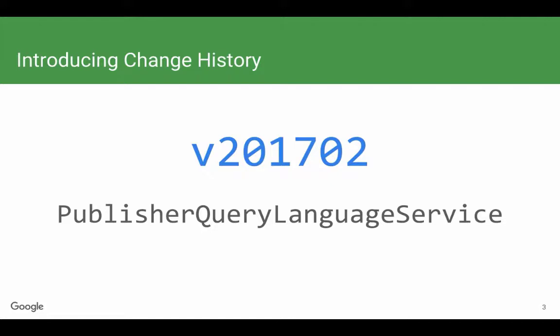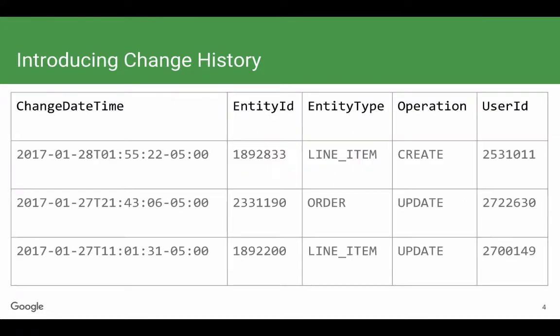And now there is a new table called change history, change_history, and it's got pretty much everything you'd expect from a change history table. So it has a change date time, it has an entity ID, and this is the ID of a line item or an order that you can get from the dedicated services like the line item service, or you can see in the URL and the UI. And then it has the entity type. This is an enumeration indicating what type of entity was changed.